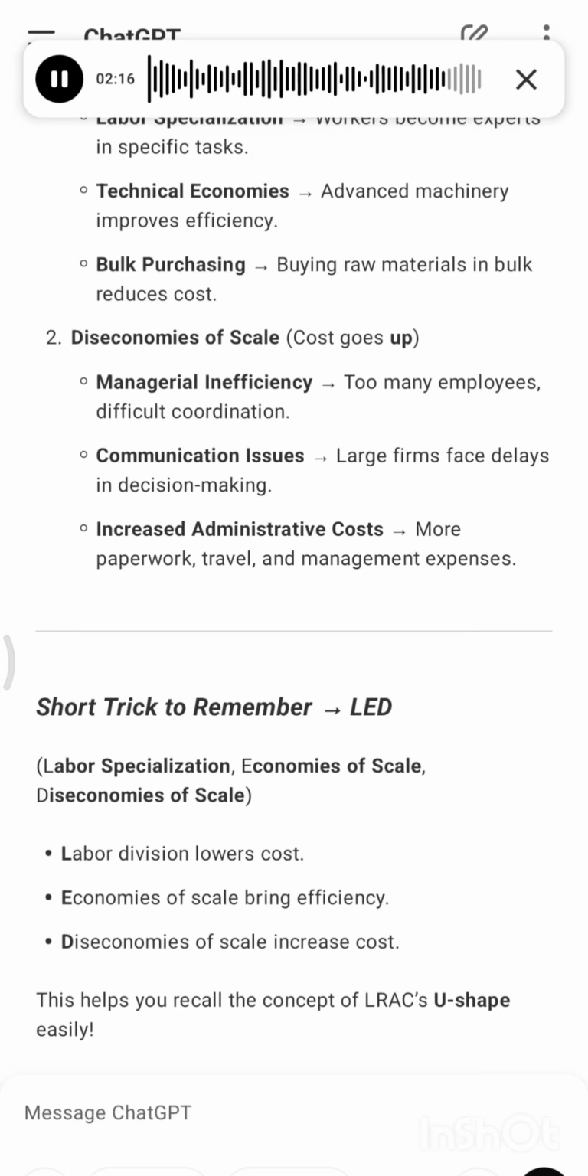Short trick to remember: LED, labor specialization, economies of scale, DICE, diseconomies of scale. Labor division lowers cost. Economies of scale bring efficiency. DICE, diseconomies of scale increase cost. This helps you recall the concept of LRAC's U-shape easily.